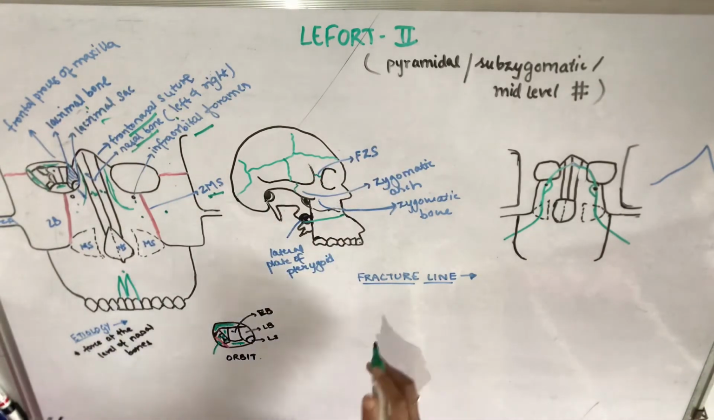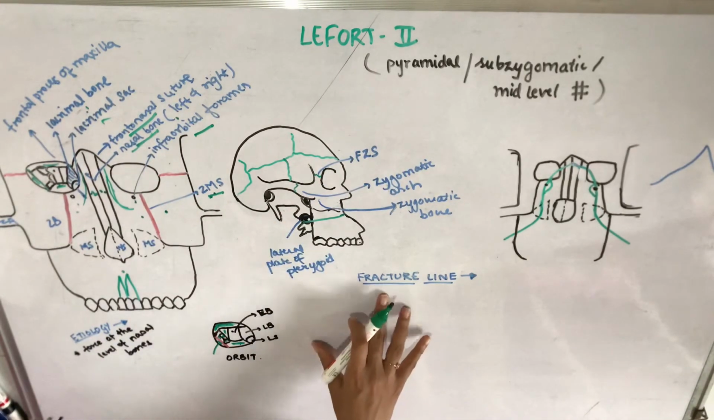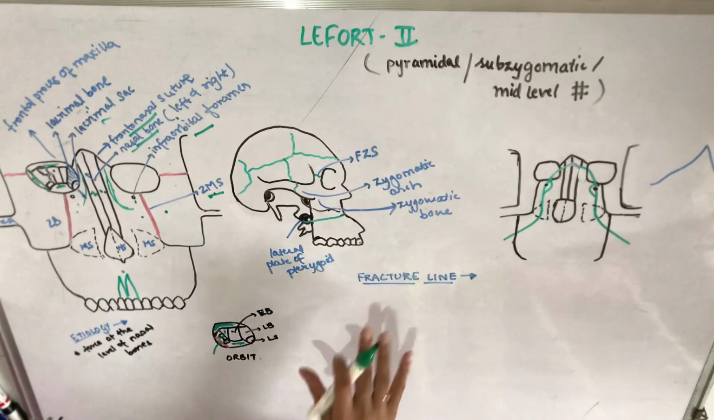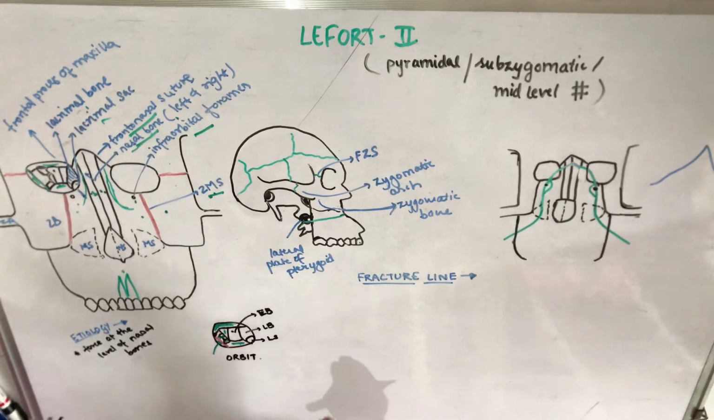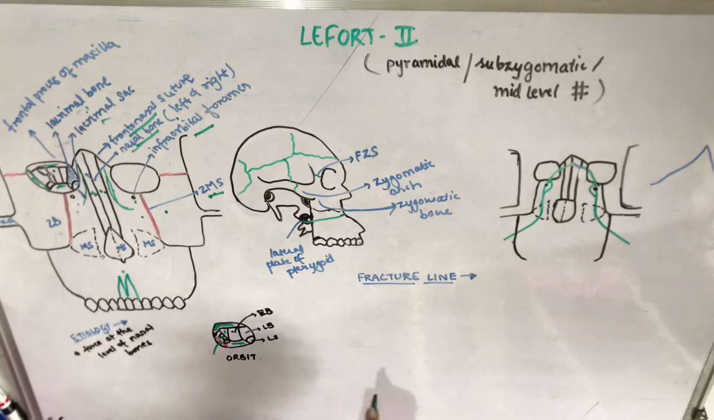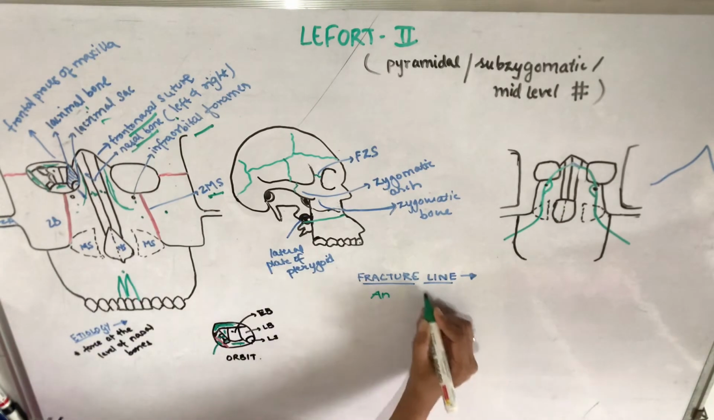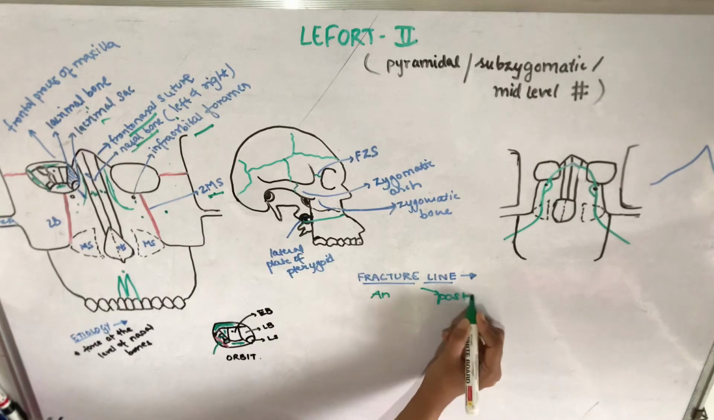Now moving on to the main part, that is the fracture line. I'm going to explain this fracture line in the easiest way possible so that you can learn it properly. As we saw yesterday, the fracture line of Le Fort 1 was lateral and medial. Now this fracture line is anterior and posteromedial.